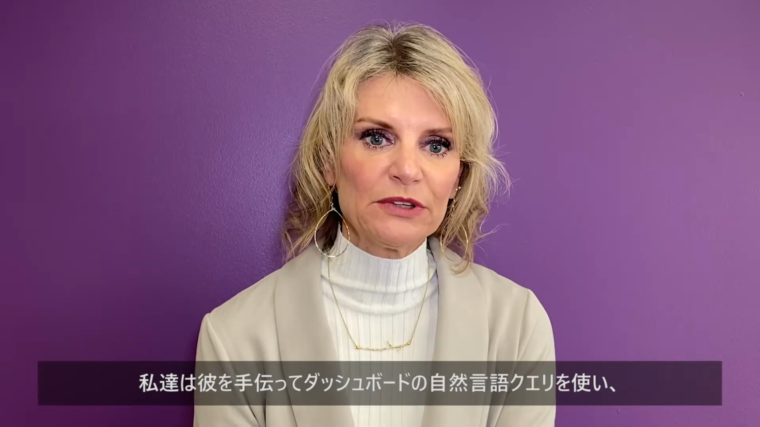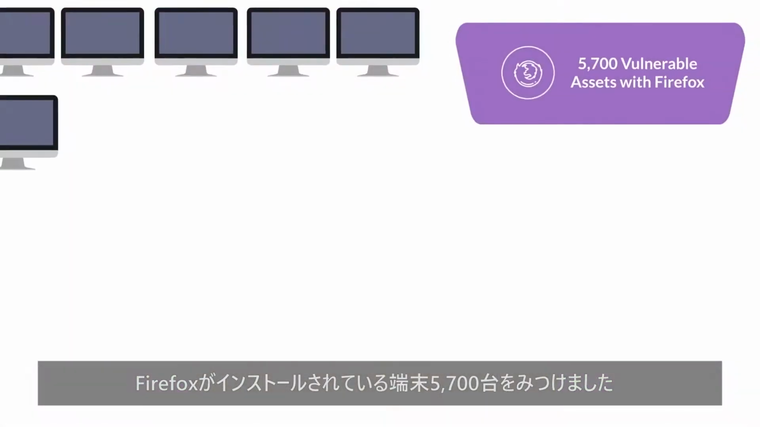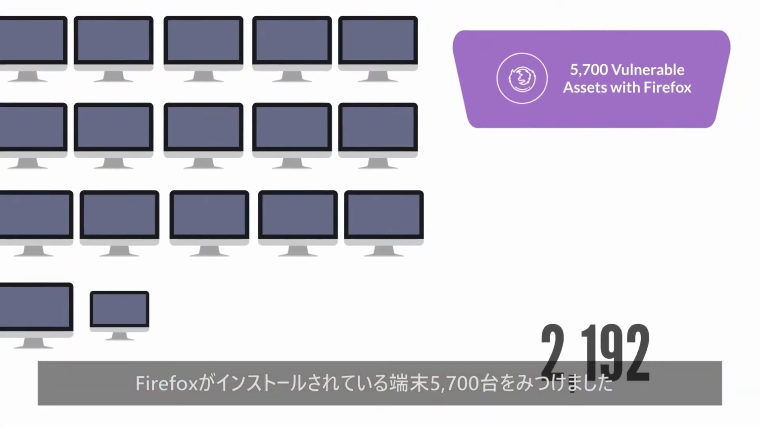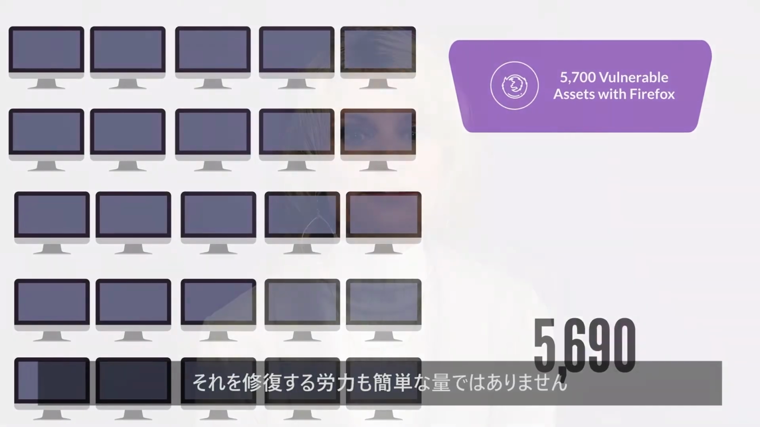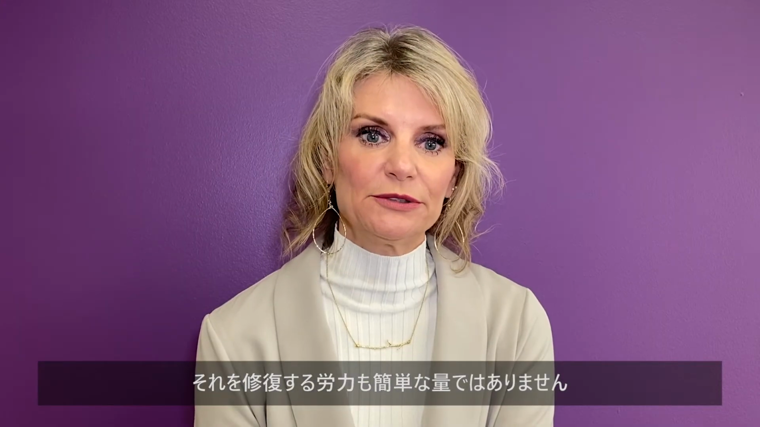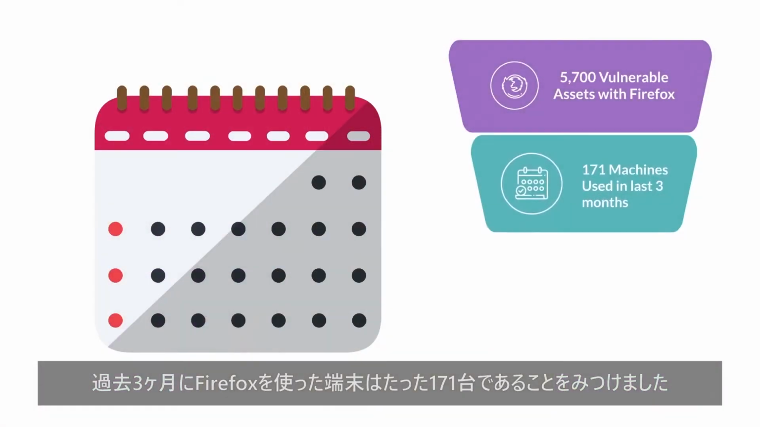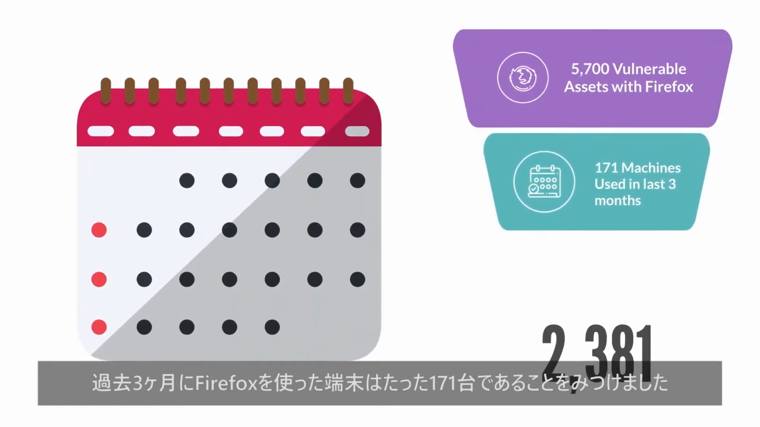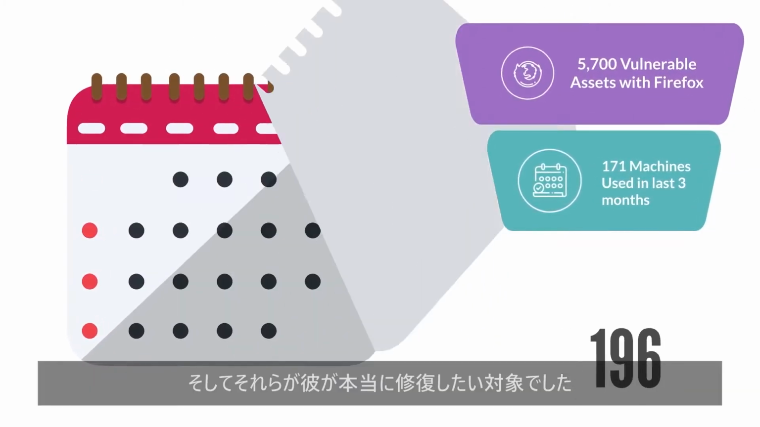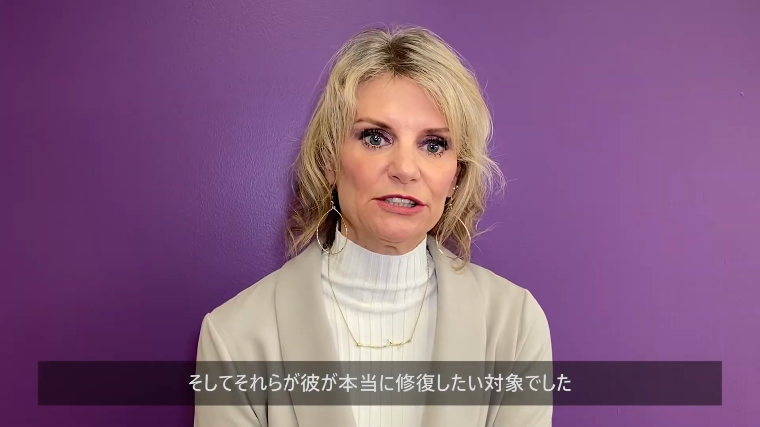We helped him through a natural language query in the dashboard, and we identified 5,700 assets that had Firefox installed. A non-insignificant number and a non-insignificant amount of effort for him to remediate those 5,700 assets. So we walked him through a second search, which identified that only 171 of those assets had had Firefox used within the last 3 months, making those more of the ones that he wanted to target in his remediation efforts.